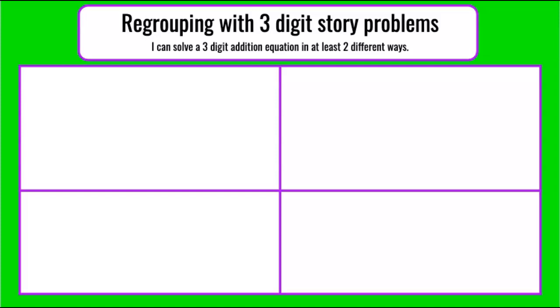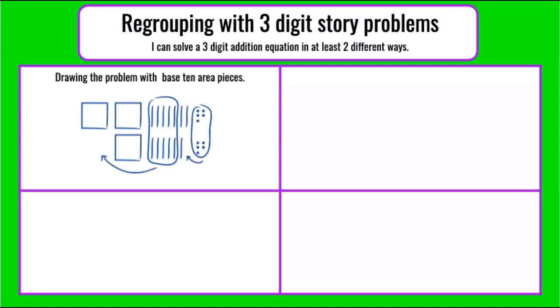Now, you've already been regrouping for the past couple days. Most of your Ant's Toy Store problems have been all about regrouping, so this is something you are pretty familiar with already. So by the end of the day, you're going to be able to say, I can solve a 3-digit addition equation in at least 2 different ways. And all of the strategies or the ways we're going to use today, you've used before. So let's go ahead and refresh our memories on what those are.